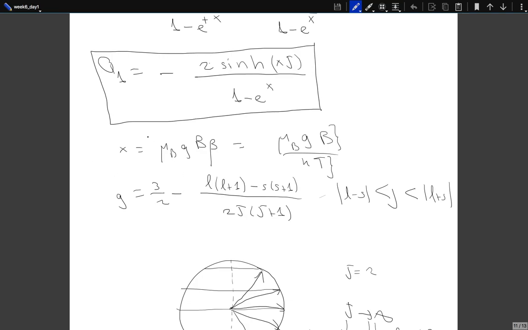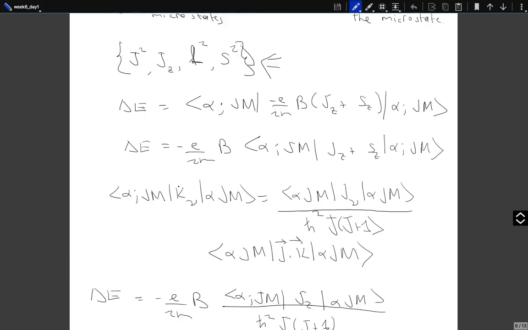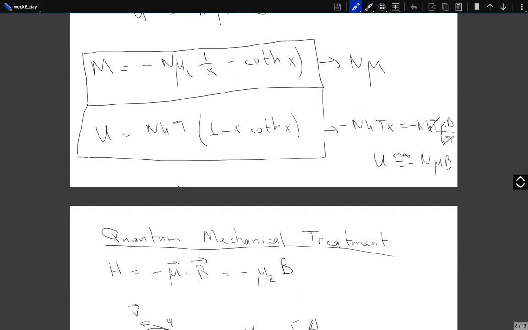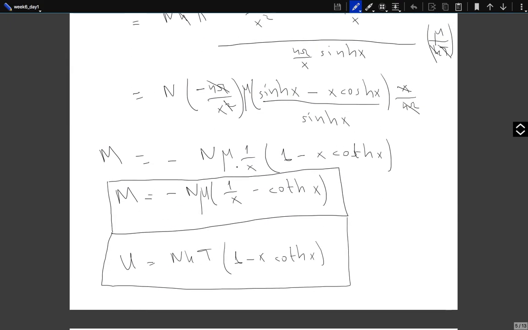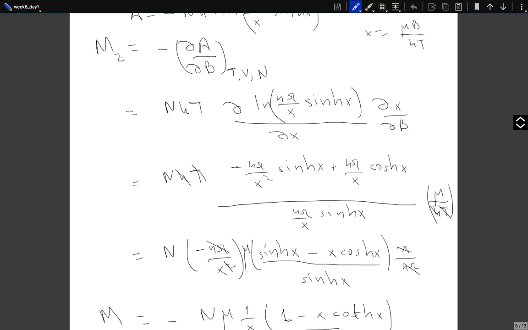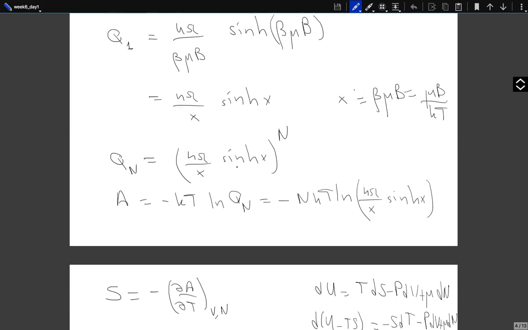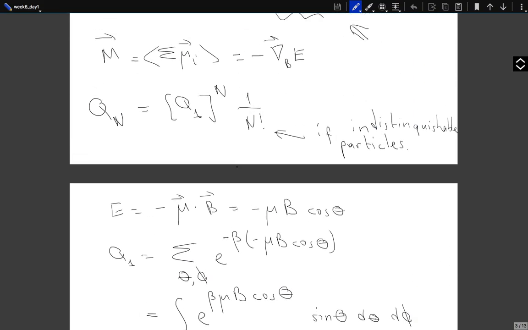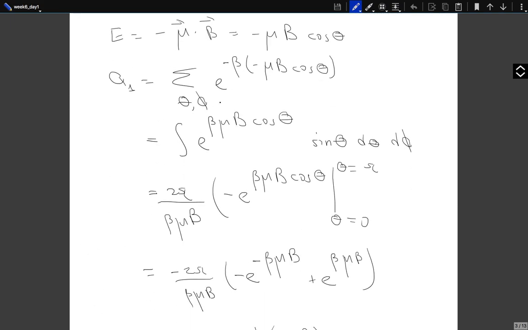Okay, so let's continue from yesterday. If you remember what we had done, we were looking at this spin system. We are ignoring the kinetic energy, we are only taking the interaction of its spin and angular momentum with the magnetic field. So we first treated it classically, it's the system of non-interacting particles. So the partition function of the whole system, whether we treat it quantum mechanically or classically, will be just the nth power of the single partition function.